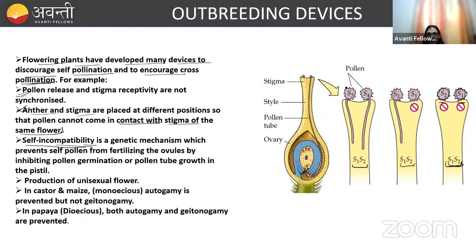The pollens which have a different molecular configuration are able to germinate and produce the pollen tube. That means these pollens are compatible, and the compatible pollen will germinate and produce the pollen tube, and this pollen tube will reach one of the synergids of the embryo sac.